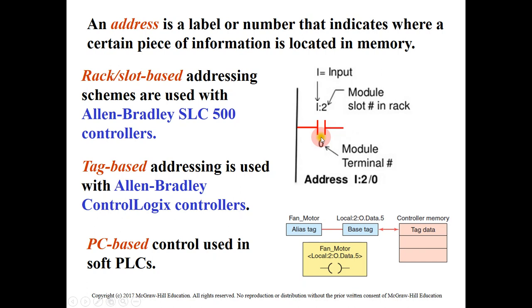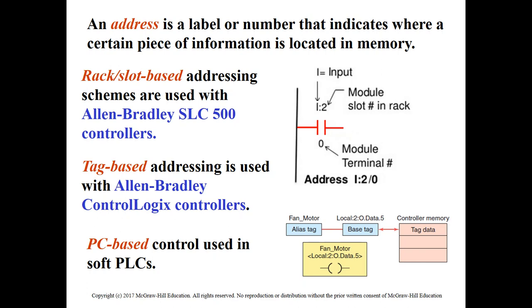this instruction represents the input, so we need to name it as input. This instruction is connected to terminal number 2, so we put number 2 here, or the slot is slot number 2, so we put number 2 here. This connects to terminal number 0, for example, so we put number 0. So the address in this case will be I, input, slot number 2, and 0 is the terminal number. Actually, there are three types of addresses that are usually used with the PLC system.